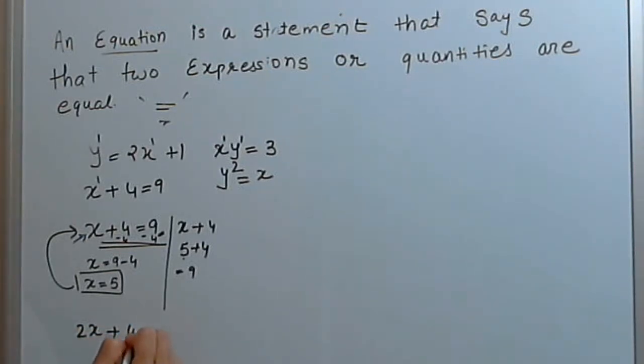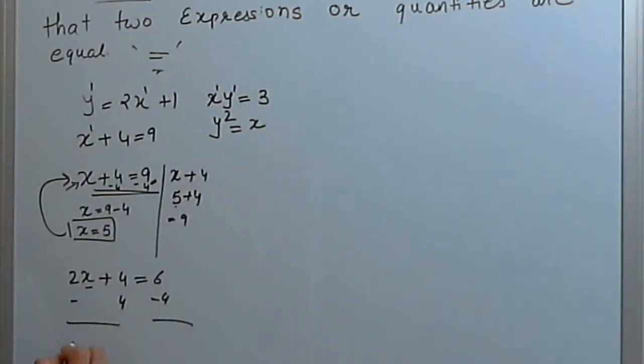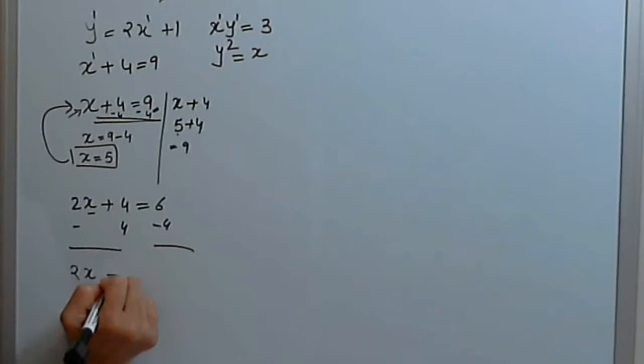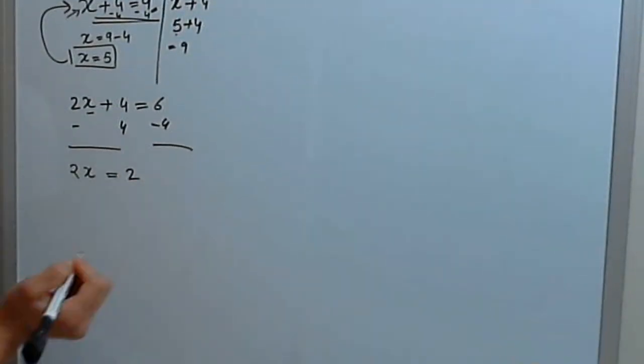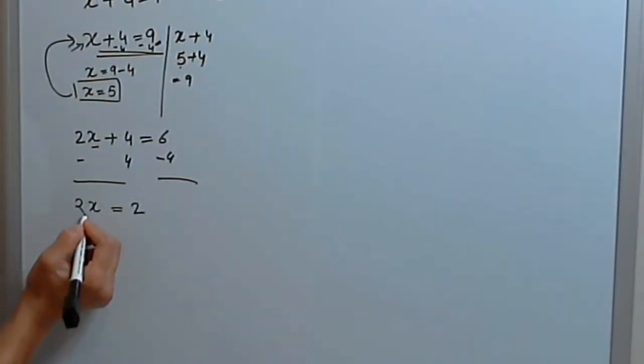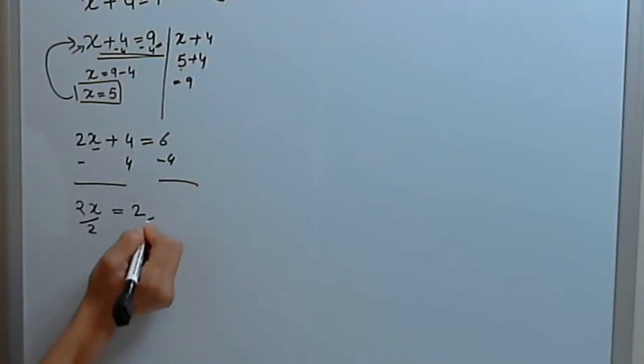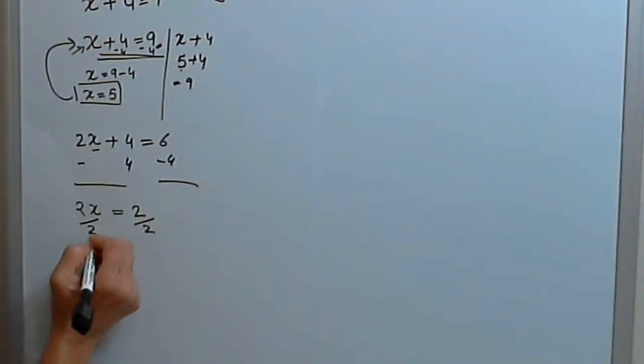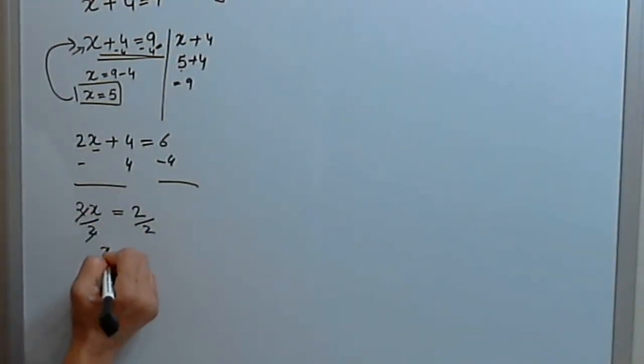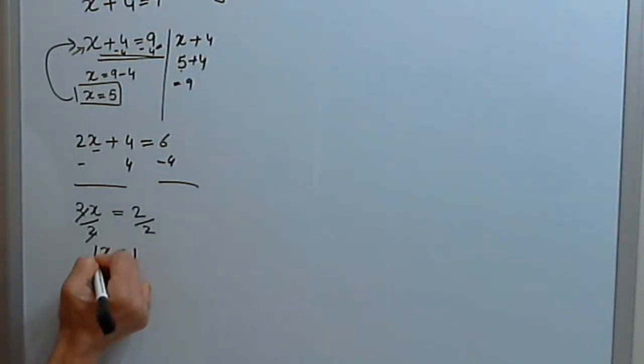2x plus 4 equals 6, let's say here. Alright, I want to separate my x. I will start by subtracting 4 from both sides. This will give me 2x equals 6 minus 4, which is 2. Now this x is multiplied by 2, so I'm going to divide both sides by 2. And this 2 will get cancelled, and x equals 2 divided by 2, which is 1.